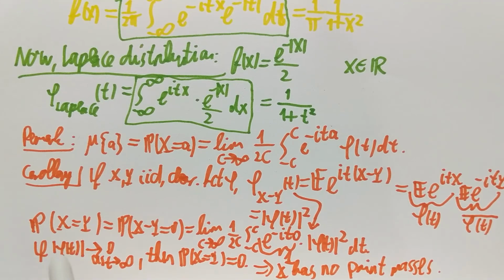So just by looking at the decay of phi, you can immediately conclude whether X has point masses. If it decays to 0, then X can't have point masses. Unfortunately, the converse is not true. So if phi doesn't decay to 0, we can't say anything about X having or not point masses.